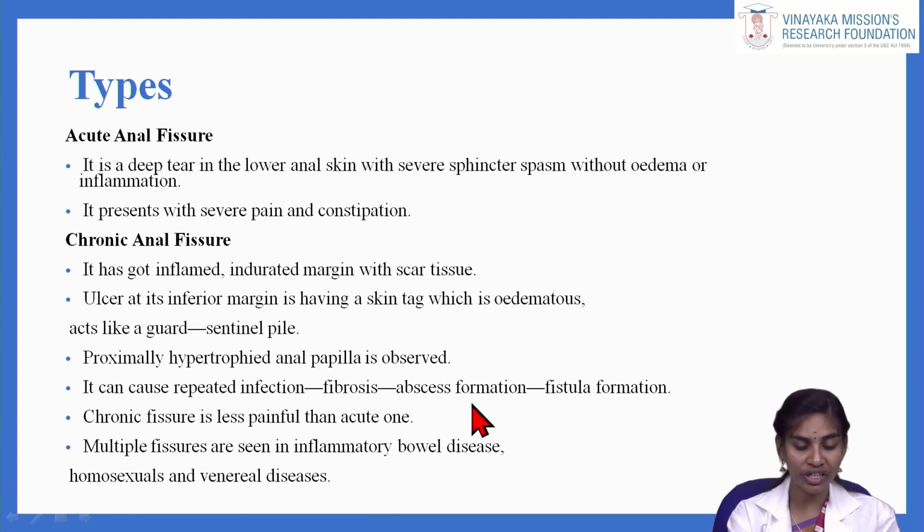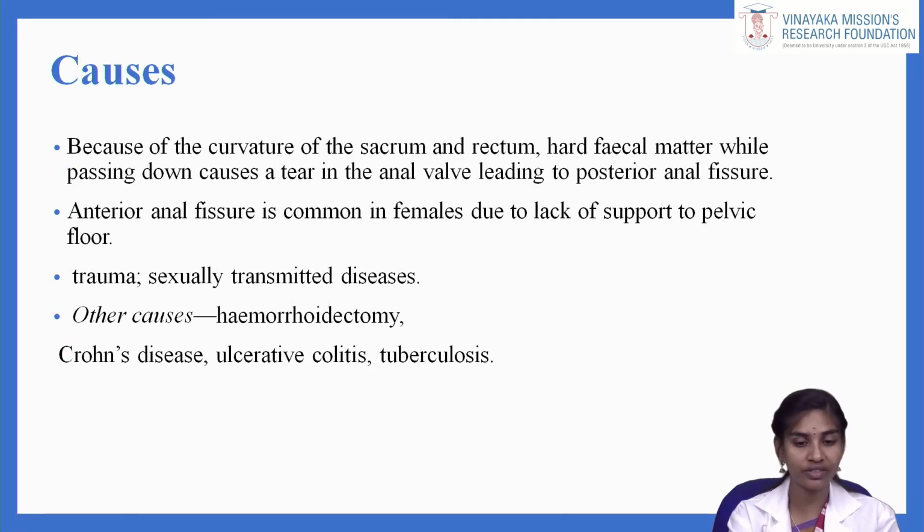The most common complication of the fissure is perianal abscess and fistula. Chronic fissure is less painful than the acute one. Multiple fissures are seen in inflammatory bowel disease, homosexuals and venereal diseases. And also because of the curvature of the sacrum and rectum, hard fecal matter while passing down causes a tear in the anal wall leading to posterior anal fissure.